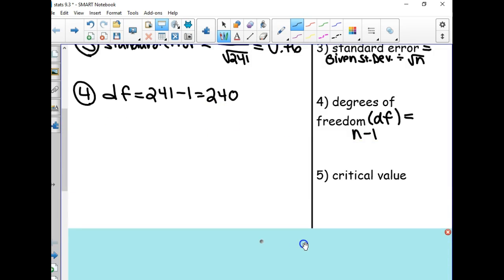We're going to establish our critical value now. And our critical value is our T star, and you need your yellow chart for that. So if you want to glue that in, you can glue that in on the next page. Or you can just choose to keep it. It doesn't matter to me.